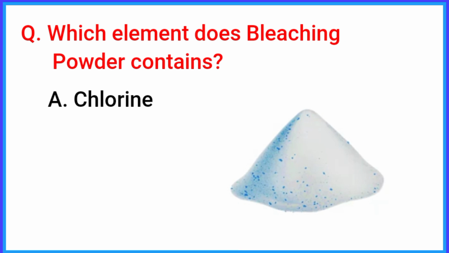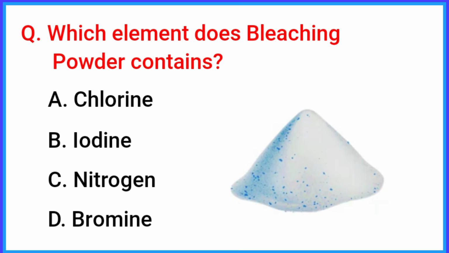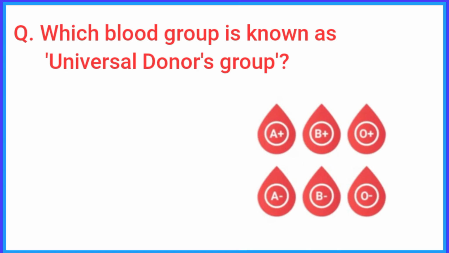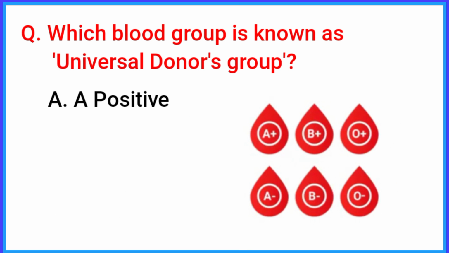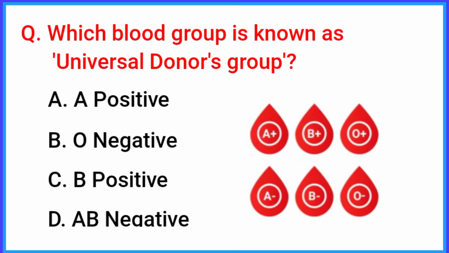Which element does bleaching powder contains? The correct answer is option A, chlorine. Which blood group is known as universal donors group? The correct answer is option B, O negative.